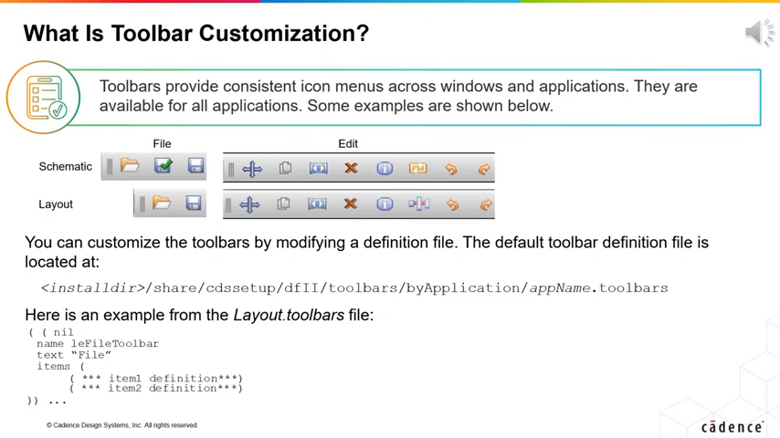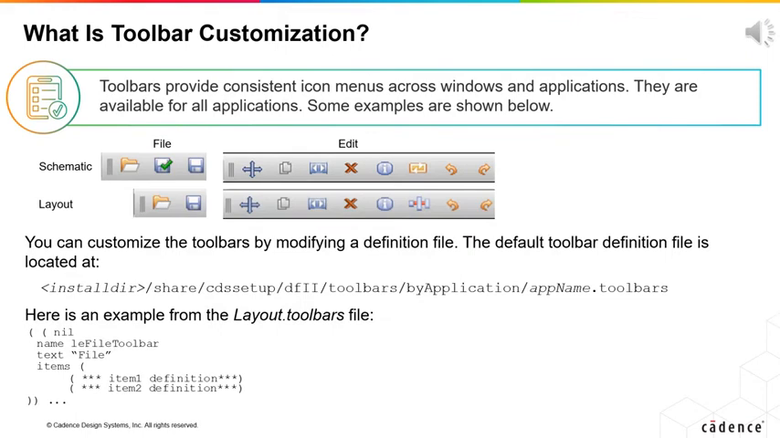And what you can do is customize the toolbars by modifying a definition file. And the default toolbar definition file is located at this path here. It's in your installation directory under share, cdssetup, dfII, tools, toolbars, by application, and then the appName.toolbars.